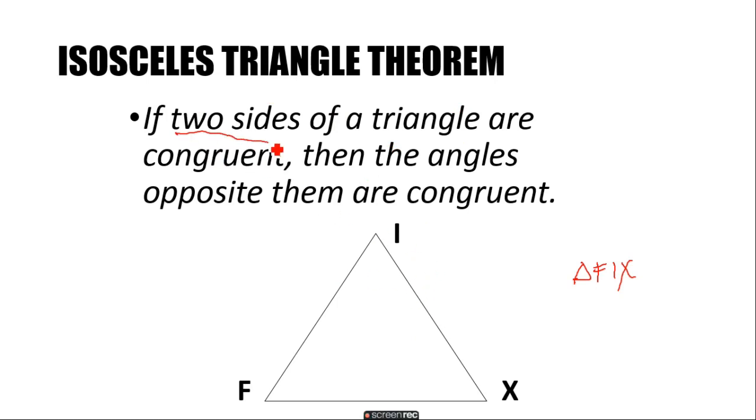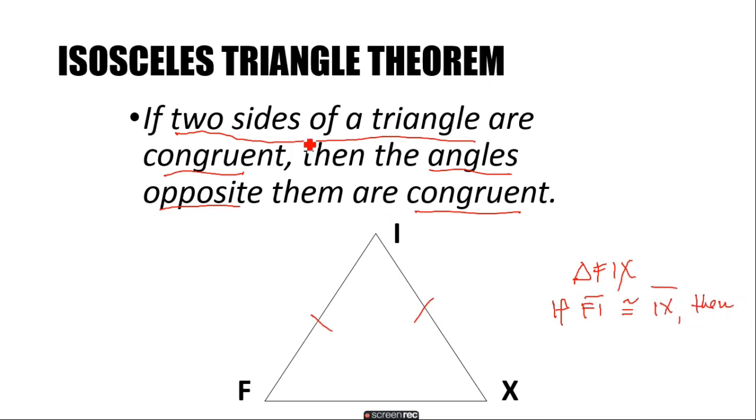If two sides of a triangle are congruent, then the angles opposite them are congruent. So if side FI is congruent to side IX, it's stated in the theorem that the angles opposite them are congruent. So here, this is the angle opposite, therefore angle X is congruent to its opposite angle F. So we just proved the isosceles triangle theorem here.